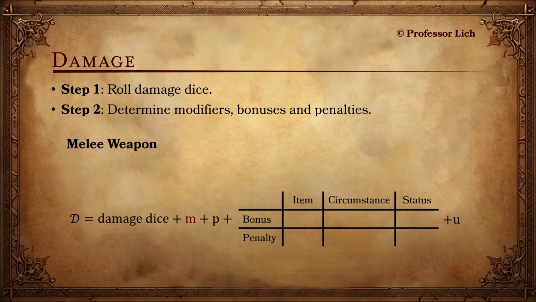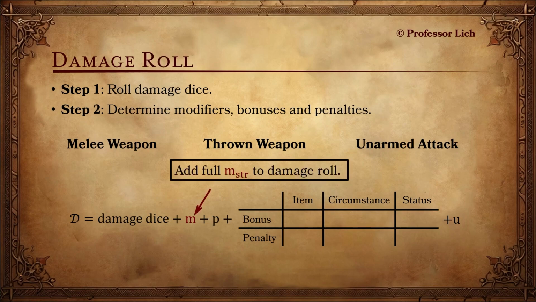So, if you are attacking with a melee weapon, thrown weapon, or making an unarmed attack, you will add full strength modifier to your damage roll. So the modifier is strength, and you apply the full amount there.